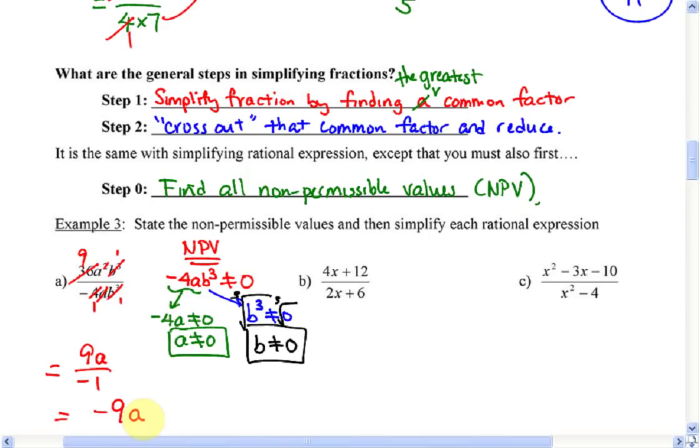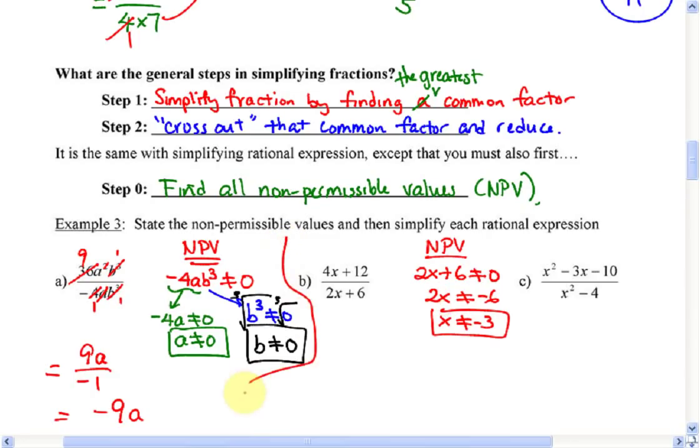Here comes the interesting stuff from Math 11. 4x plus 12 over 2x plus 6. Oh, let's find the NPVs first. Yeah, let's do that first. What's the NPV? Wait, it can't be equal to 3. Yes, careful, not 3. You make the bottom not equal to 0. I think it's -3, yeah. So 2x can't be equal to -6. x can't be equal to -3. Good. Okay.